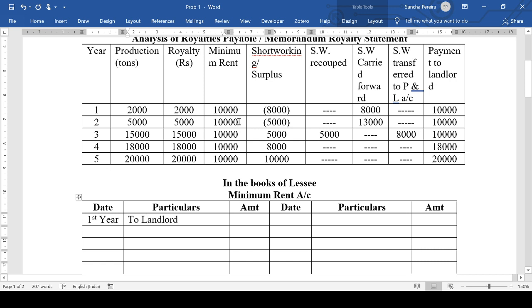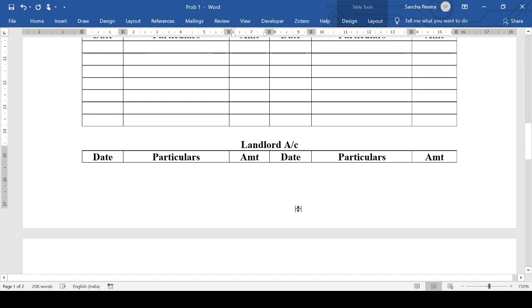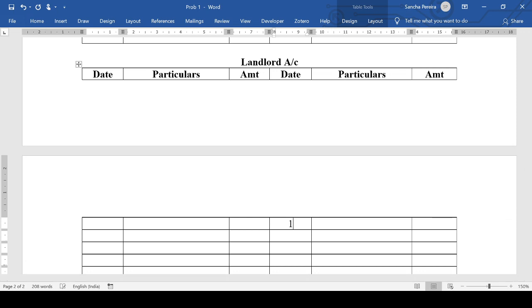How much is the minimum rent payable? 10,000. Minimum rent payable is 10,000. So if we say minimum rent account debit to landlord, in the landlord account it will be, first year, by minimum rent.